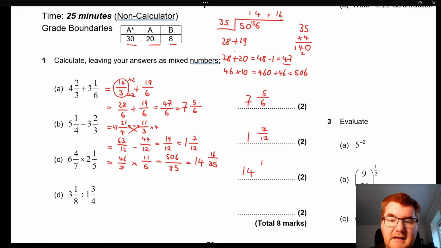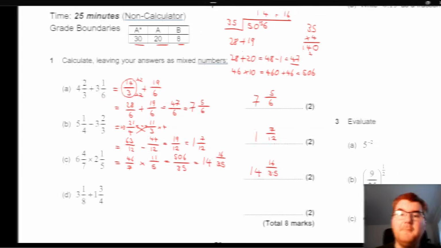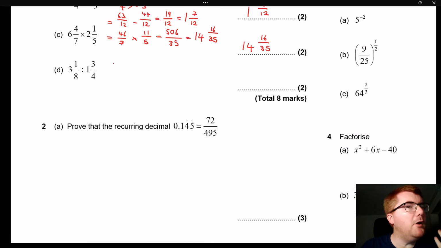So that gives us then 14 and 16 over 35. Let's pop that in here. So 1D here, again, we multiplied fractions last time. Dividing works in a very similar way. So the first thing we need to do here is change this to an improper fraction. So we do 8 times 3, that's 24, add the 1, that is 25 over 8.